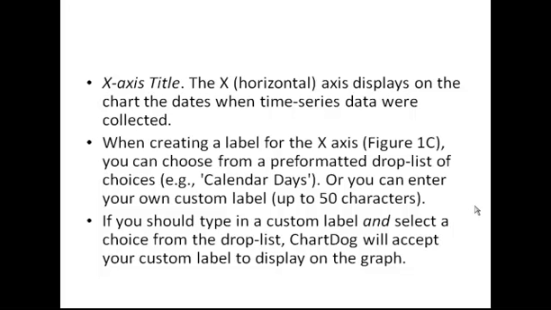Then when you're creating the label for your x-axis, and in a second you'll be able to see it, you're going to be able to choose from the pre-formatted drop-down list. Okay, so there was the calendar days, and I already showed you that little section. But then you can enter your own custom label.